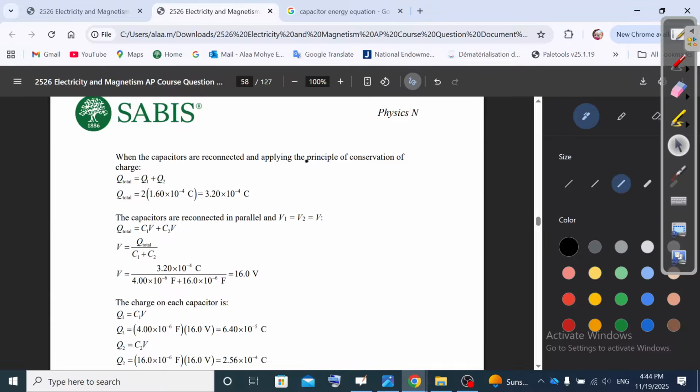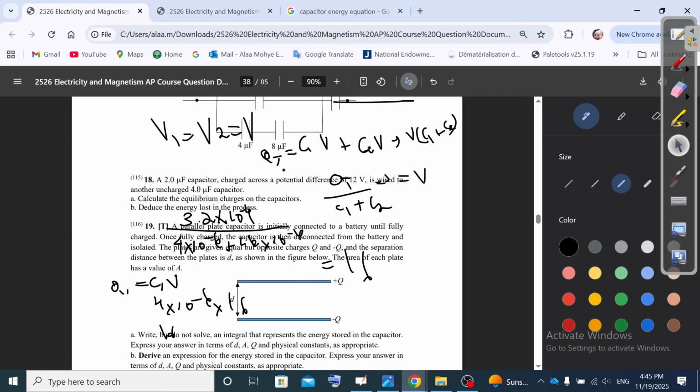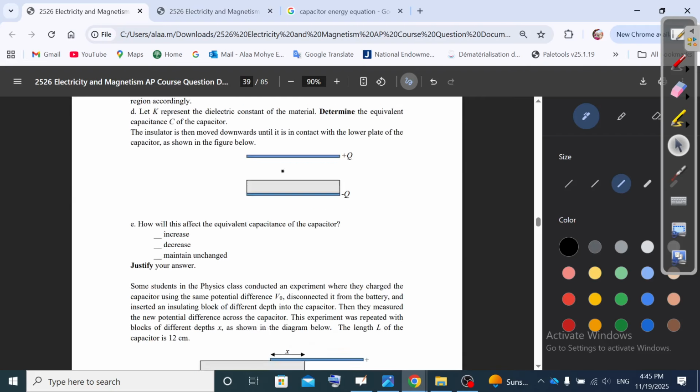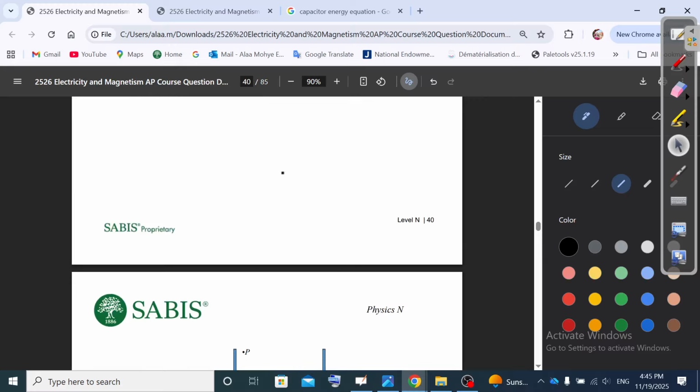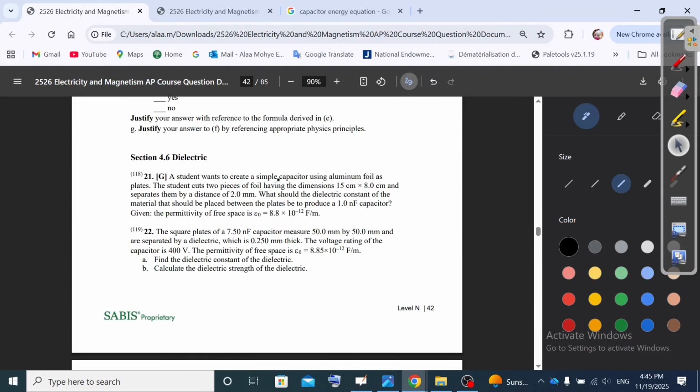So let's check. Yep. Capacitors are connected in parallel, V, yep. Charge on each capacitor, yep. Just do the 4 and the 16 times. Okay. This question might be the only difficult question in the exam. It's not that difficult, but a little bit.